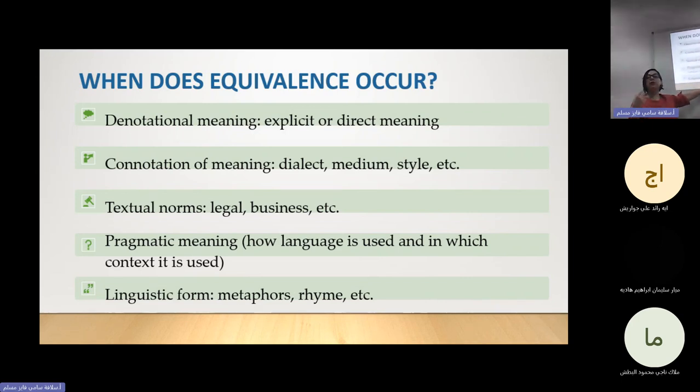Linguistic form: we use metaphor, we use rhyme. Is there a metaphor? Is there a rhyme? Do we need an equivalent for this? Do we not? Okay? This is within the scope of equivalence in general. But if we want to specialize it, these are not present in scientific text, right? We said it's an accurate, straightforward, standardized language. Okay? Alright.